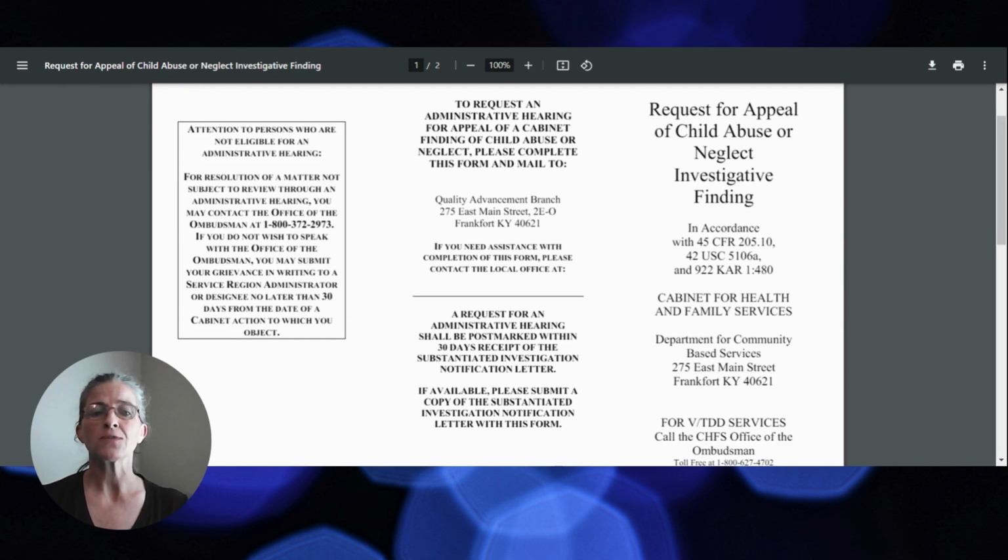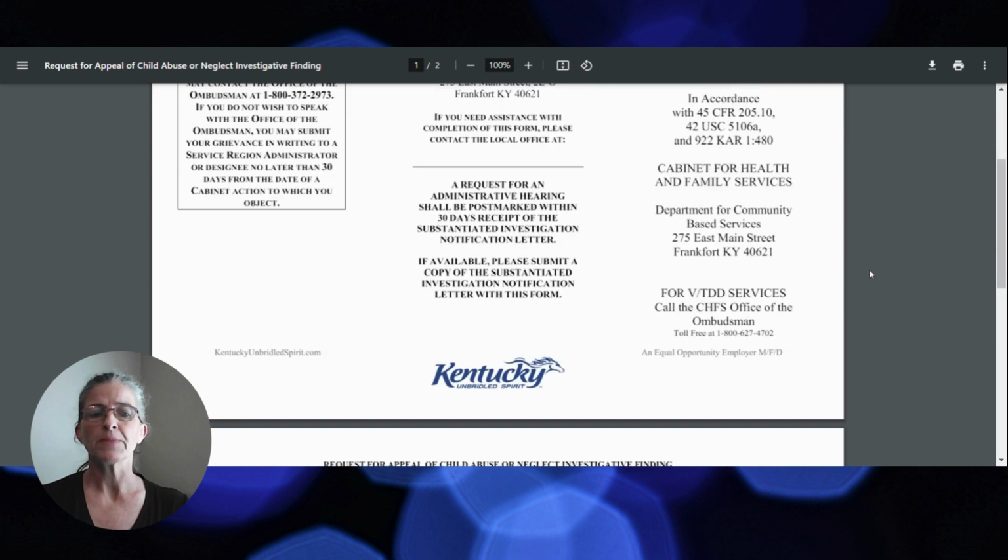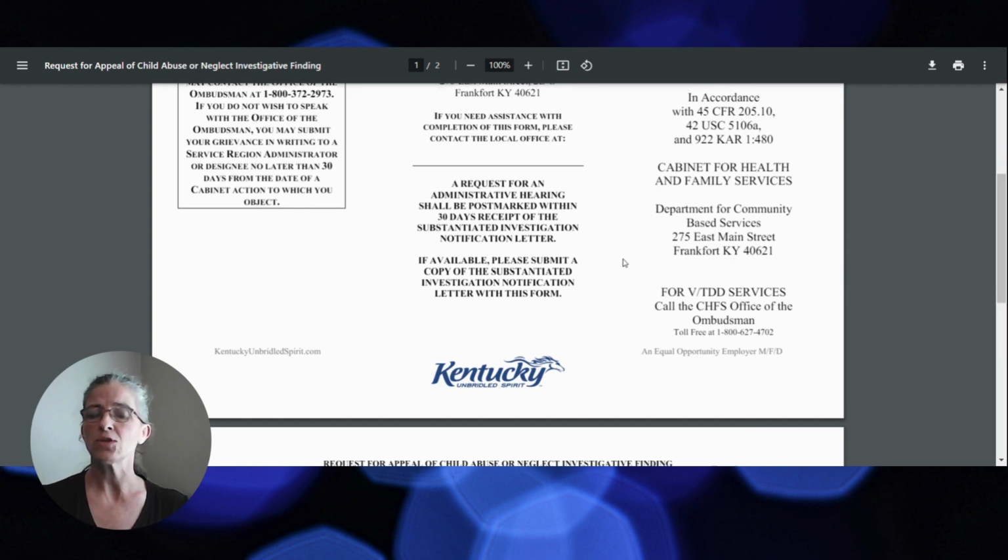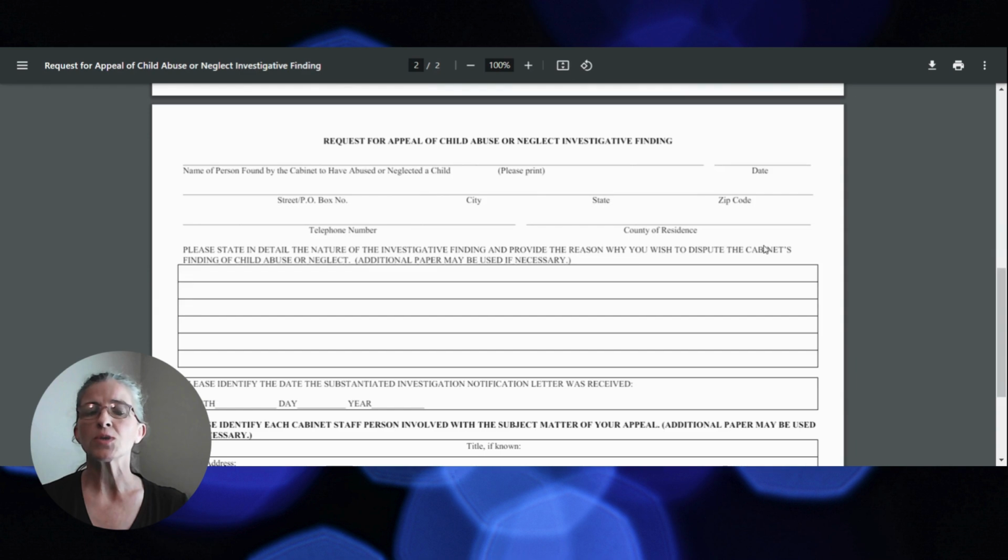Over on the right hand side of the screen, you'll see the federal laws that regulate it, as well as the Kentucky statutes that regulate this. They are very clear about the dates that you need to send this in. You've got 30 days. So this is what the form looks like, and it should have been attached to the DPP 152 that was mailed to your house. Again, if you didn't get that, or if you misplaced it, email your caseworker, email the ombudsman's office, CC your attorney, and request another copy of this be sent to you.